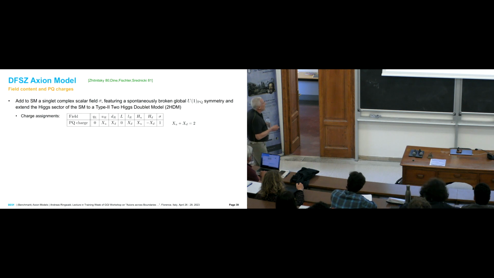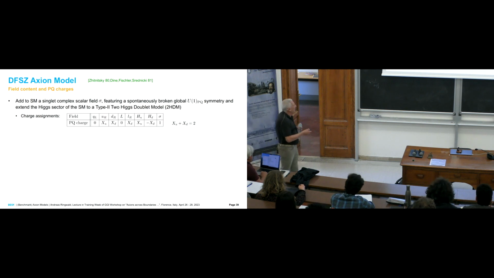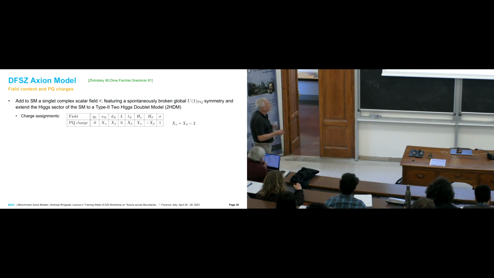So here are the charge assignments in this case. You do an axial or chiral charge assignment only to the right-handed up-quark singlets and to the right-handed down-quark singlets, with a factor X_U and X_D for the Peccei-Quinn charge. Nothing to the leptons. To the right-handed leptons you associate X_D, and to the Higgs up and Higgs down you assign X_U and minus X_D. And the sum of X_U plus X_D should be 2.